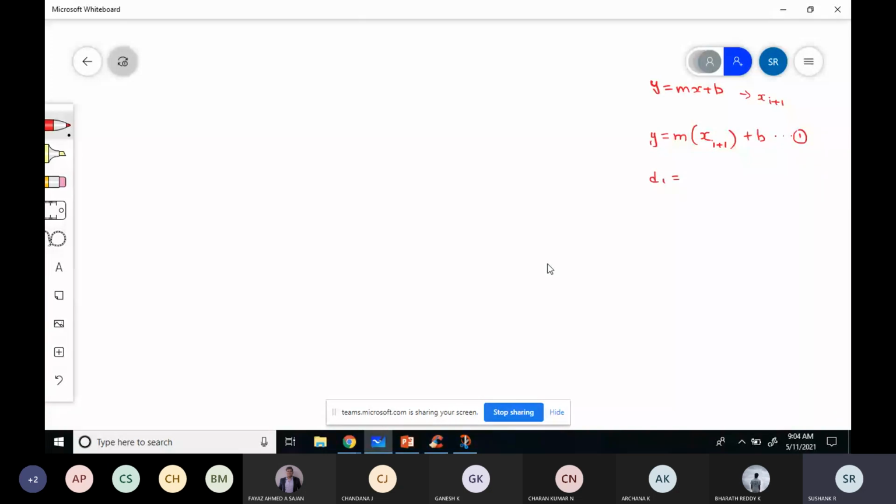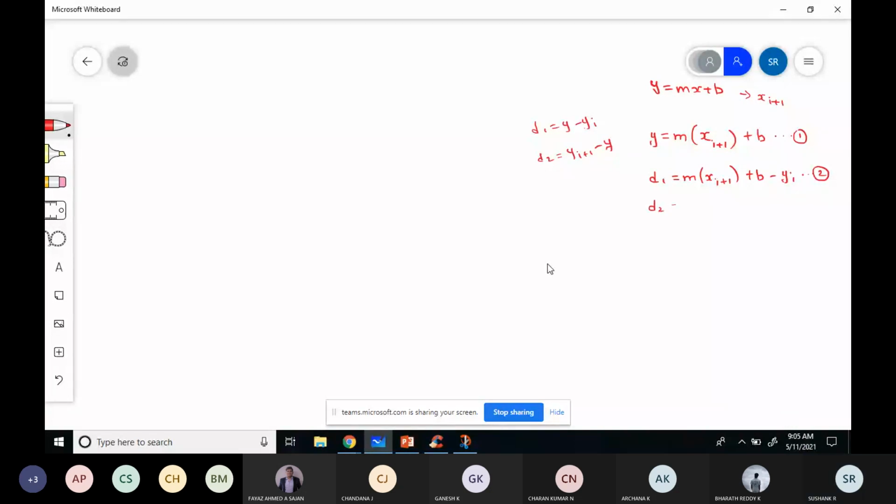Next one will be d1. d1 will be the finalized equation I'll write. d1 will be m into x of i plus 1 plus b minus yi. Why I'm writing like this is because I know that d1 is equal to y minus yi, and d2 is equal to y of i plus 1 minus y. This I get directly.